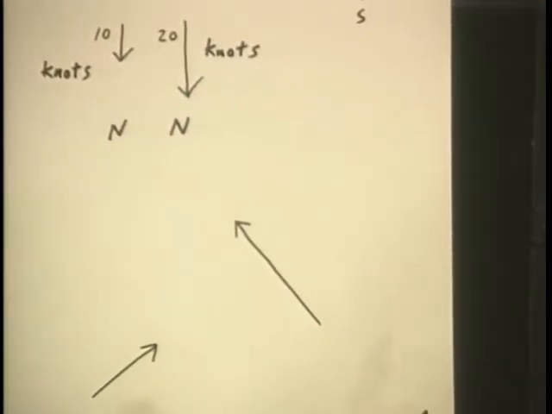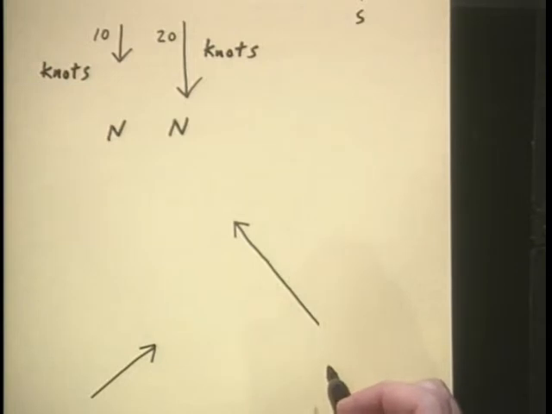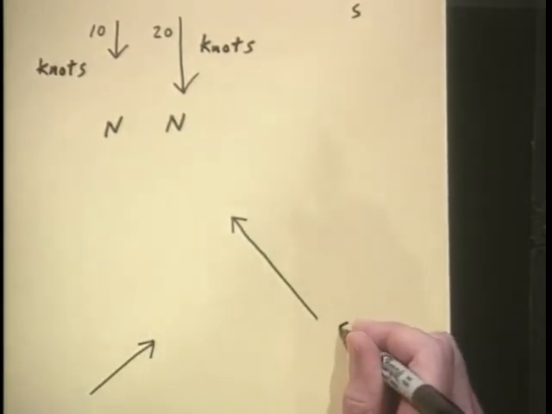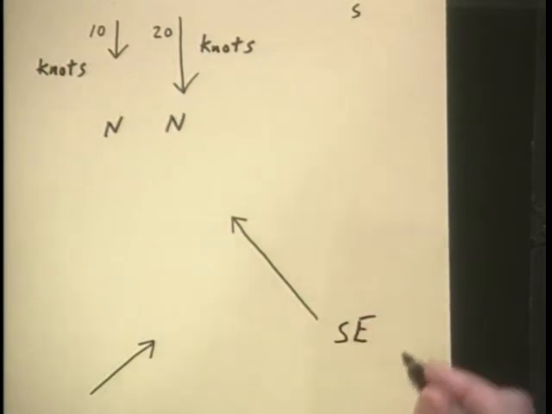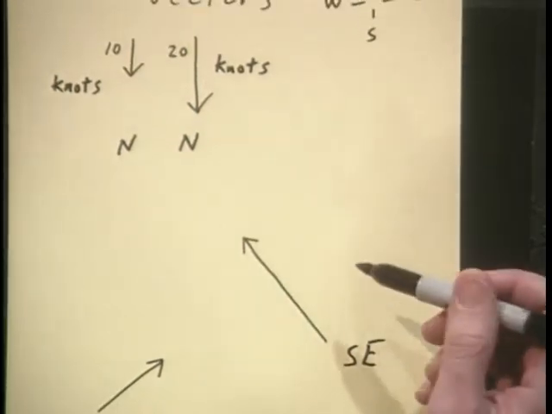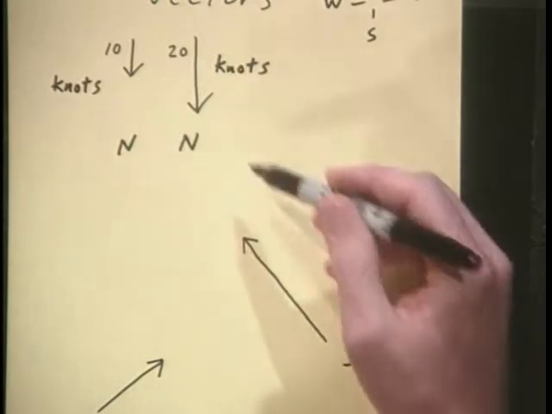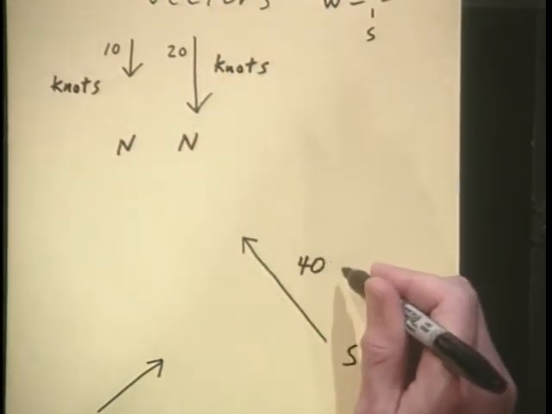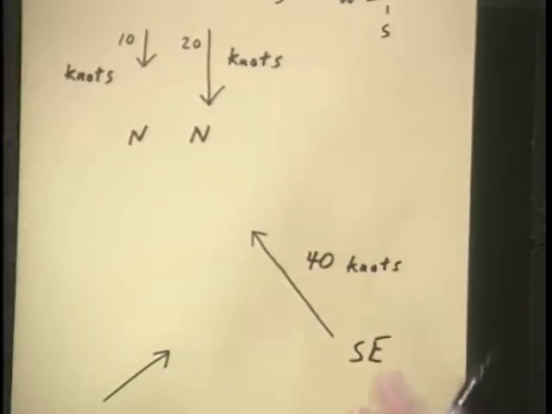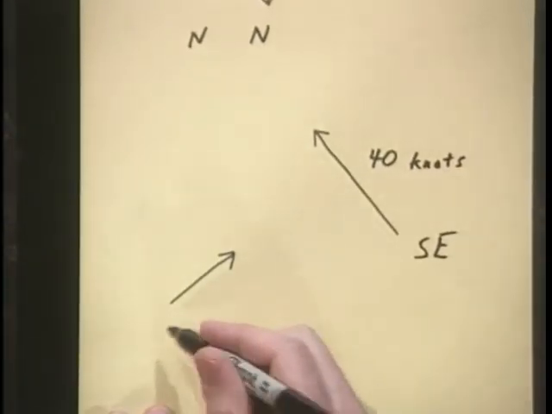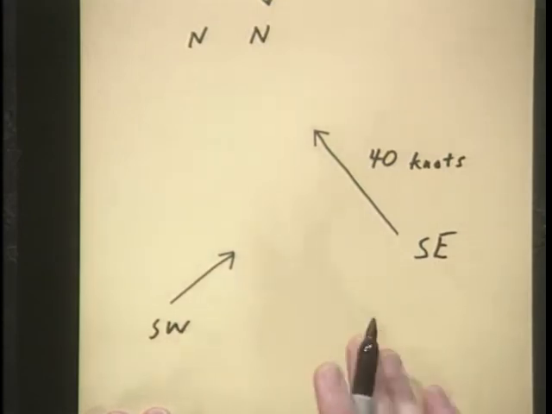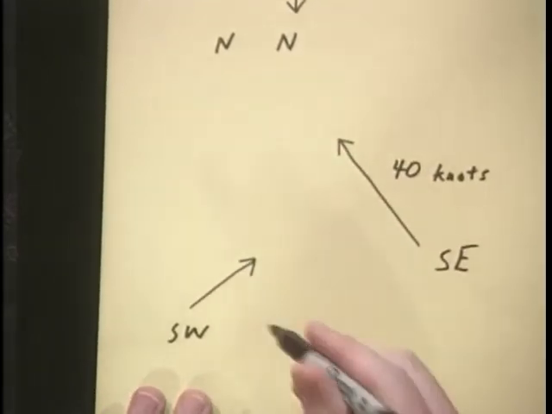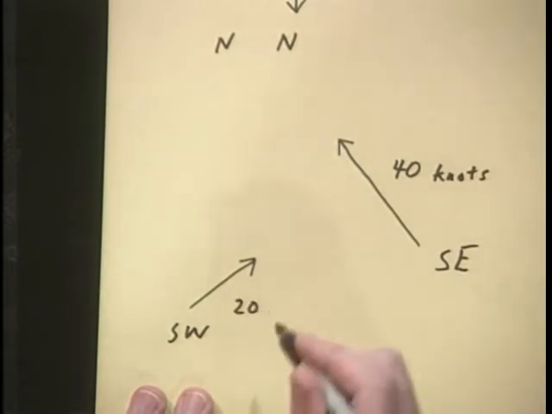So two examples here. We have this vector, it's coming out of the southeast, so this would be a southeast wind. The wind's coming from the southeast. And this vector here is about twice as long as that one is, so we'll call this 40 knots. This vector here is coming out of the southwest, and it has about the same length as that vector does. So it's 20 knots.